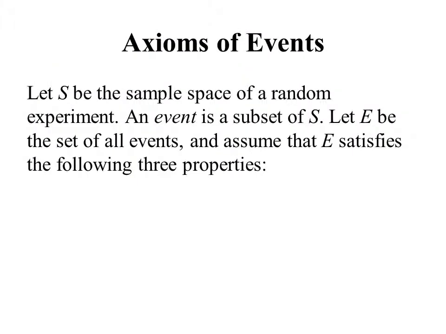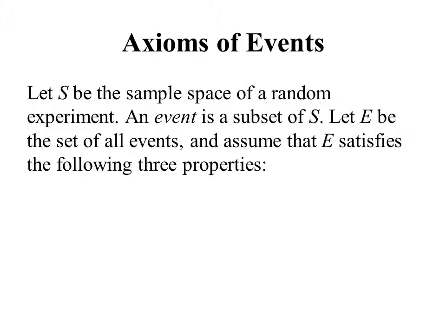So we're going to start off with what we call the axioms of events. And so we defined events in the last couple of sections. An event is simply a collection of outcomes. And here we're going to state some properties that the collection of all events must satisfy. So it says, let S be the sample space of a random experiment. An event is a subset of S. We've already defined it in that way. Now it says, let E be the set of all events. So this is a collection of a bunch of subsets. And we're going to assume that E satisfies the following three properties.